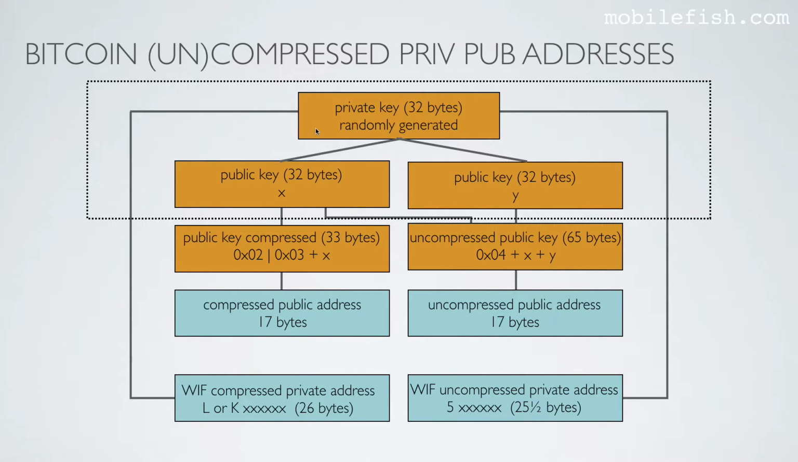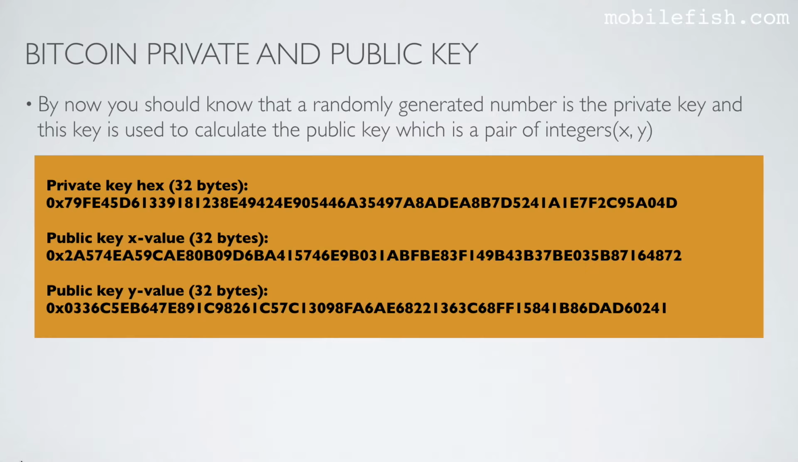In the next slide, I will show you an example of a private key, public key X coordinate, and a public key Y coordinate. By now, you should know that a randomly generated number is the private key, and this key is used to calculate the public key, which is a pair of integers consisting of an X and Y coordinate. Here's an example of a private key in hexadecimal form.